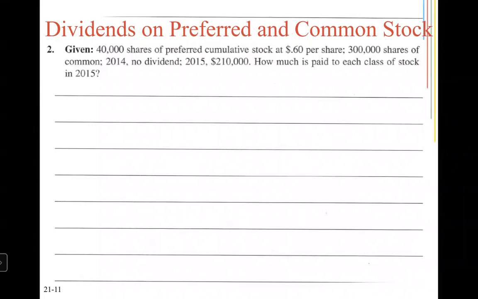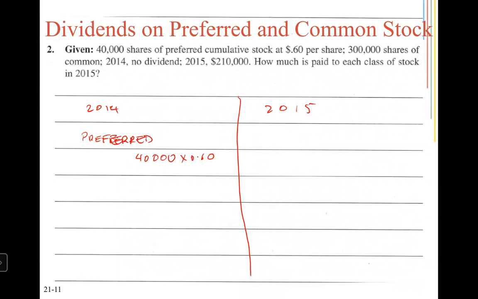You're going to divide it up into 2 years, 2014 and 2015. So the first year, they didn't have a dividend, but they had the shares of 40,000, so I did 40,000 times the 60 cents. Preferred, you have 40,000 times 60 cents, 0.60, and how much did you get? I got 2,400.